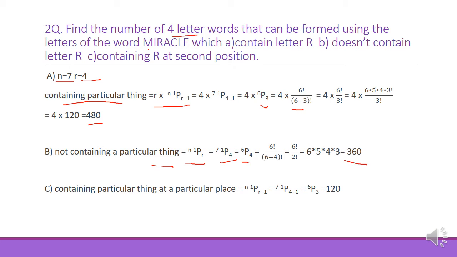Here for the third question, C, containing R at the second position. So for containing a particular thing at a particular place, we have the formula (n minus 1)P(r minus 1), that is equal to (7 minus 1)P(4 minus 1), that is equal to 6P3, that is equal to 120.